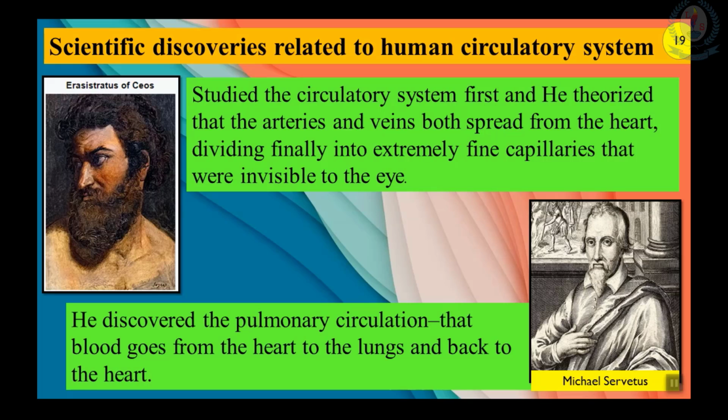Scientific discoveries related to the human circulatory system. With the advancement of technology in the medical field, scientists did so much research and learned about human anatomy. Many scientists in the past have discovered a lot of information related to the human circulatory system. So, we'll look at the first scientist. His name is Erasistratus. He studied the circulatory system first, and he theorized that the arteries and veins both spread from the heart, dividing finally into extremely fine capillaries that were invisible to the eye.